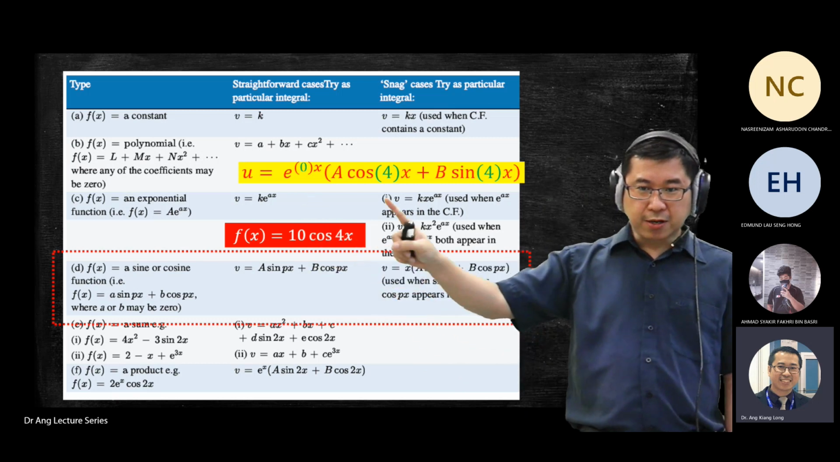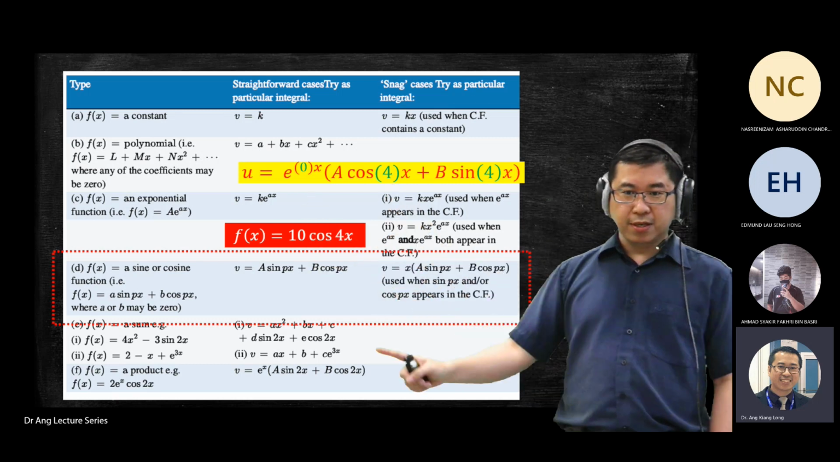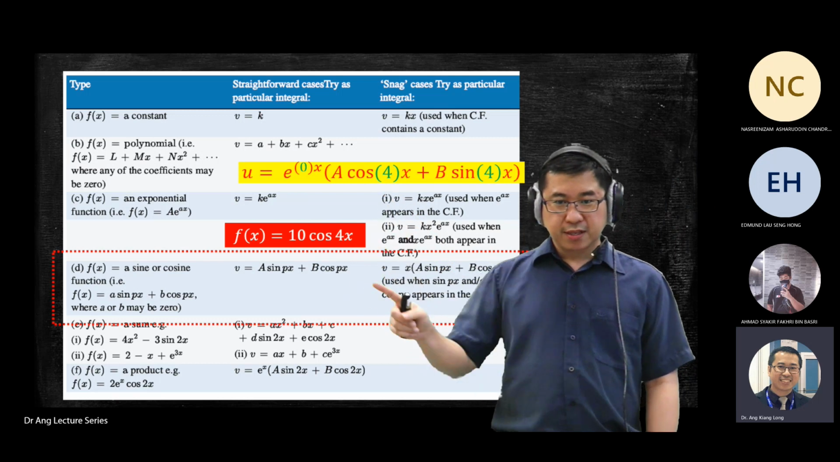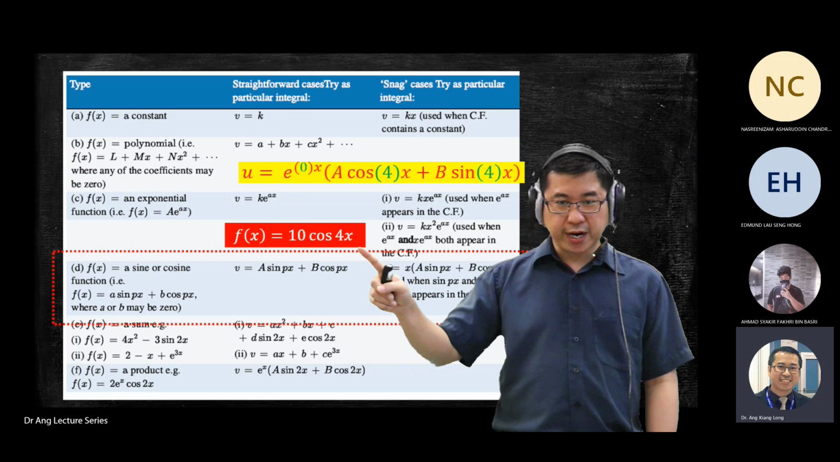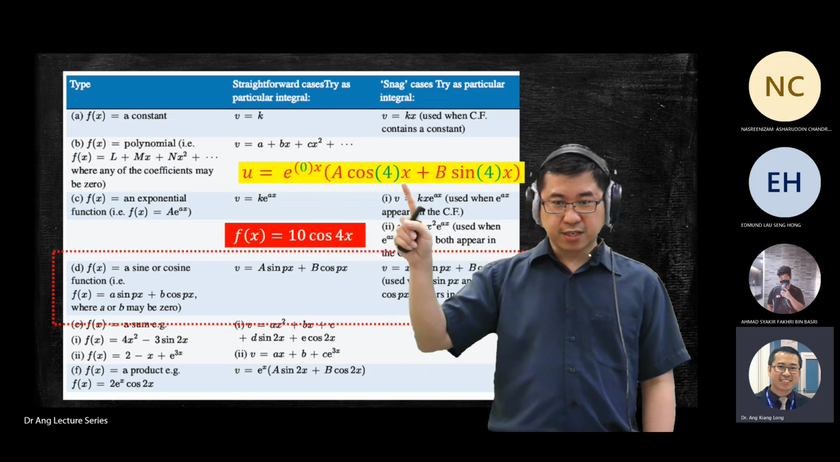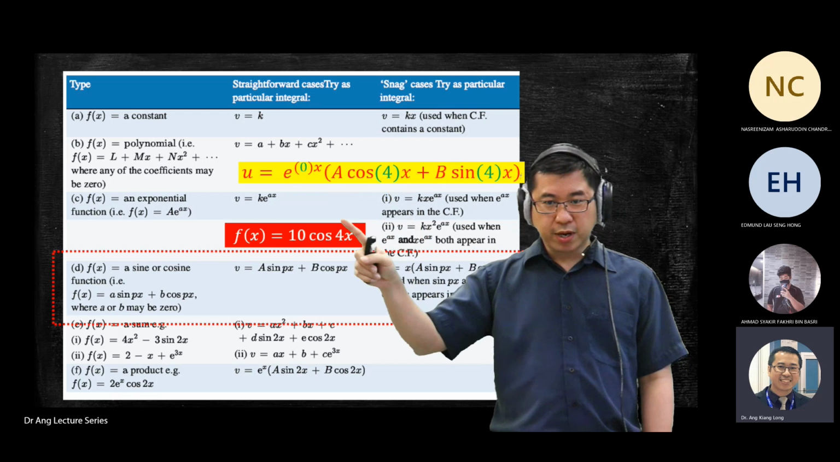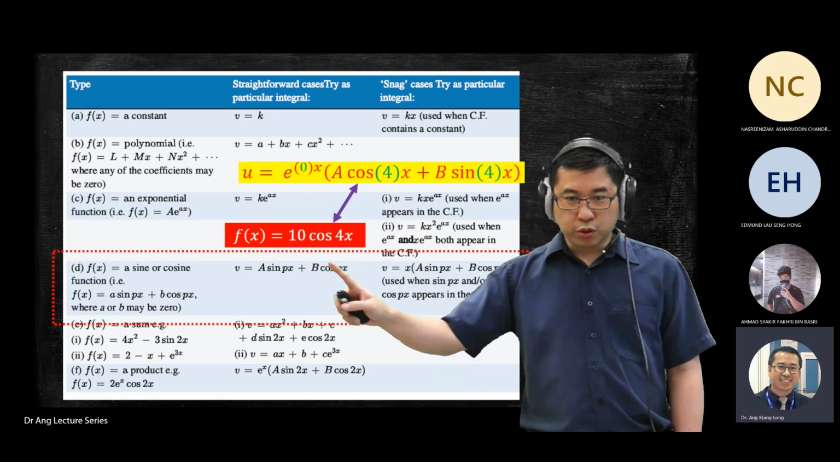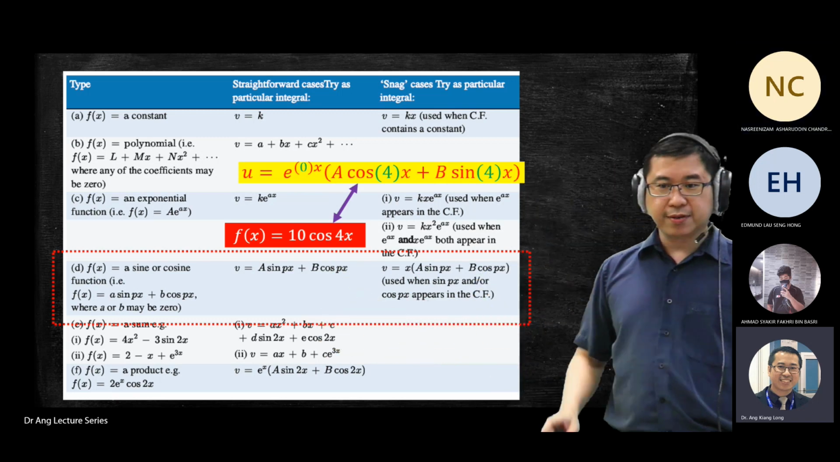Compare the red color box and the green color box. Does cos 4x appear here? Does cos 4x appear in your U? Yes, right? You see this, all right? So when you have the same thing happen, you decide. Any question?